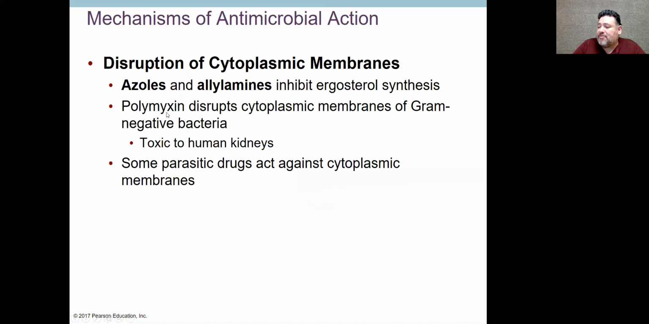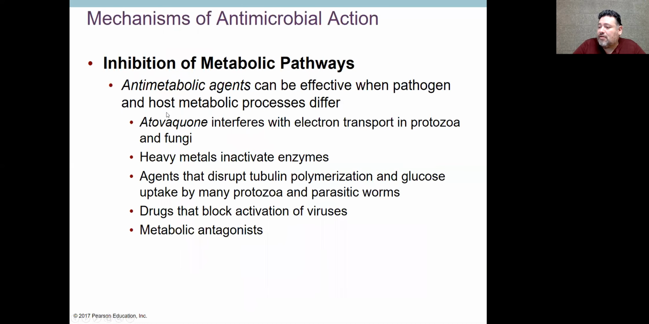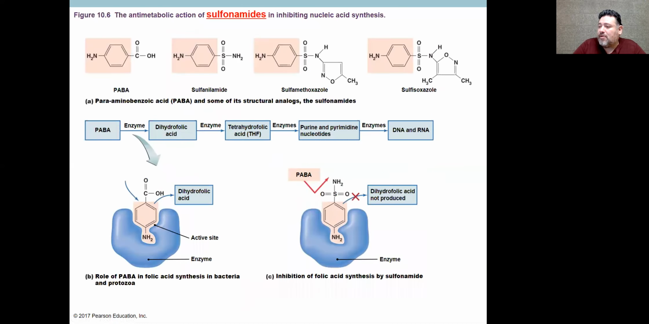Okay, let's keep on going here. Here we go. So the next important topic is inhibition of metabolic pathways. And this is where sulfa drugs come in. So if you've ever been in a clinic and they're running short on antibiotics, the clinician is always going to make sure that the sulfa drugs are well stocked. Okay, and what they do is they inhibit a metabolic pathway.